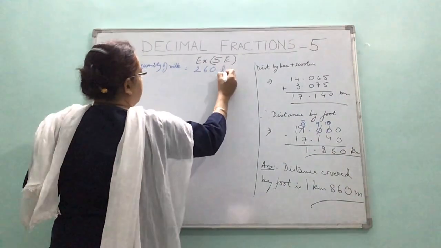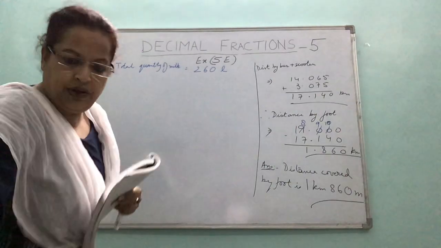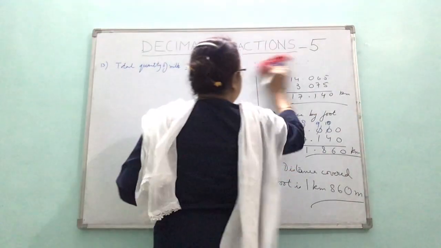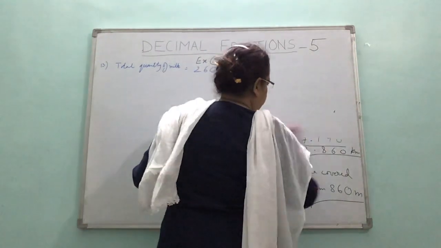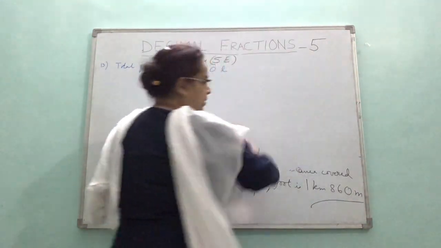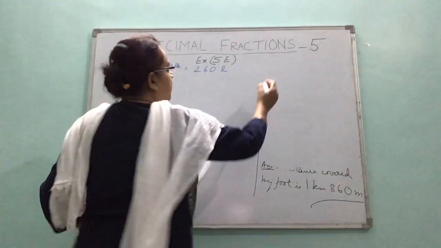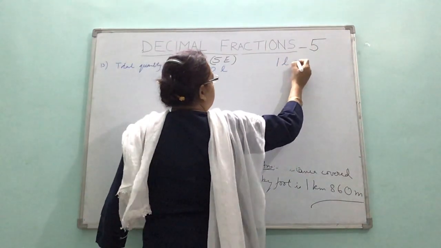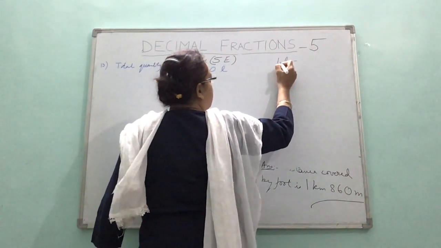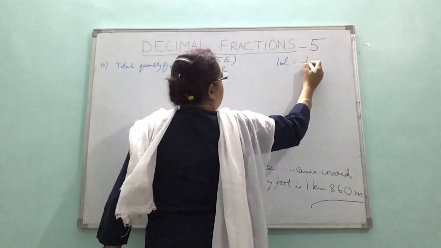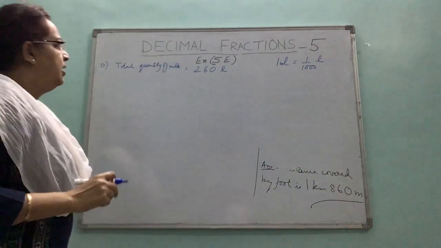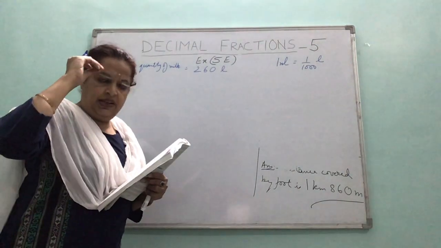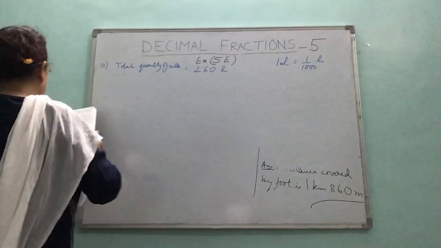260 liters. Remember, children, I have told you for liter also and milliliter. What is the conversion, children? Now this time I will do it a little directly because we have done it. 1 milliliter would be 1 upon 1000 liters. Okay? So if I have to convert milliliters to liters, I divide by 1000.